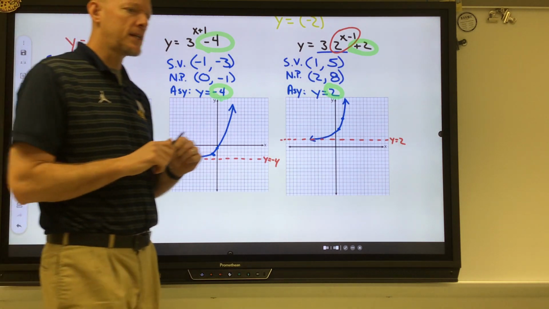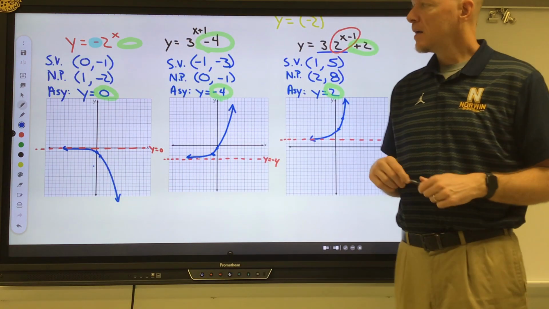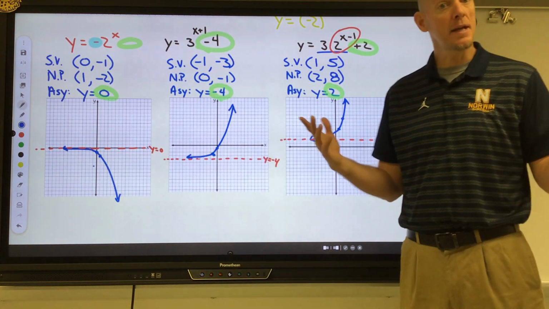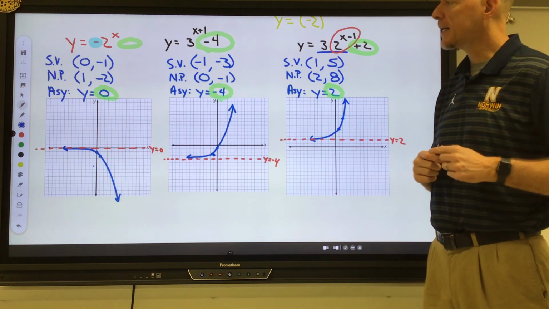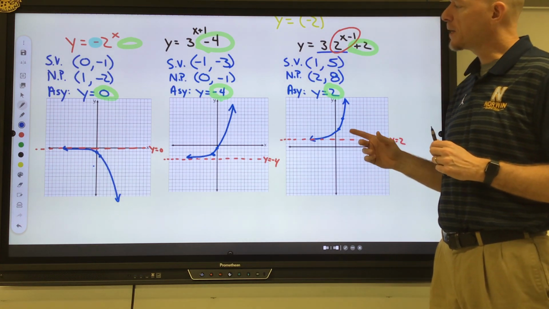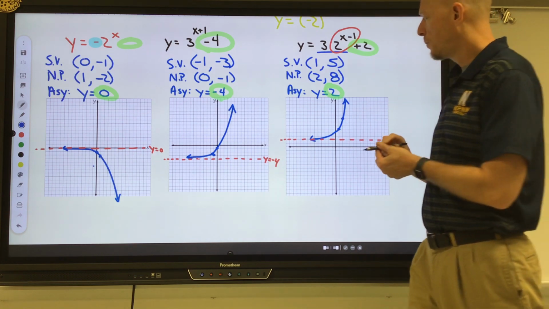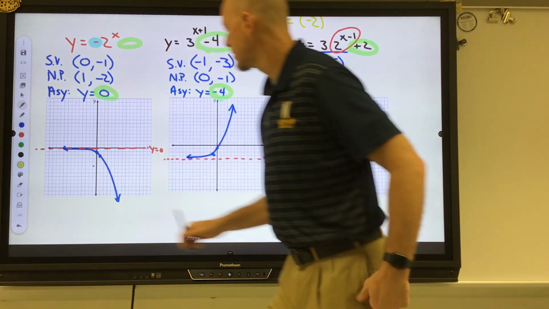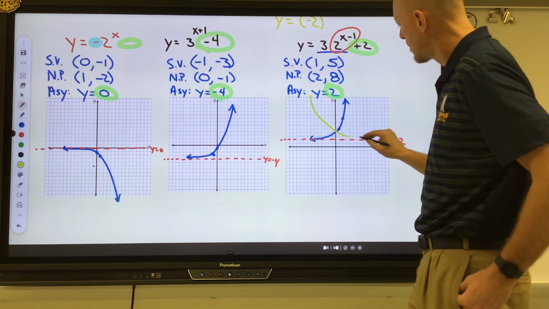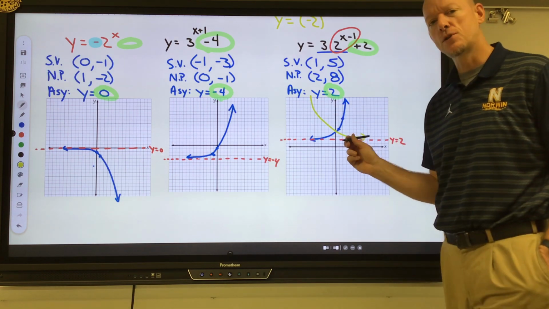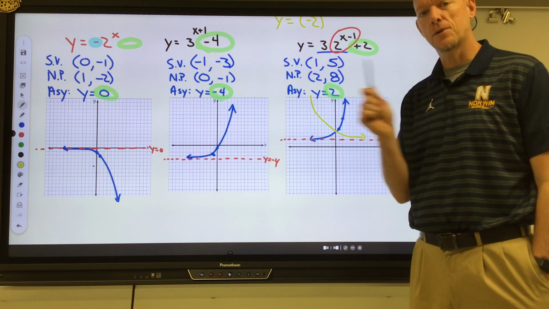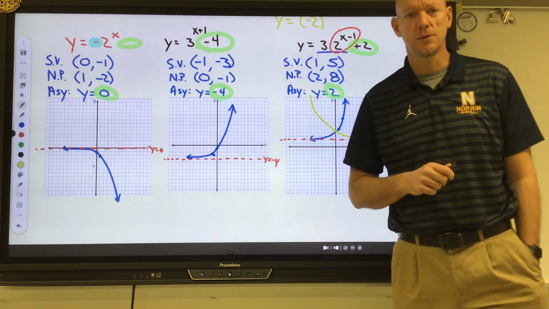But things that we still need to discuss: one, domain and range. And then the other thing is, I wonder if we could ever get a graph so that way we would get a shape that looks like this, so that way we'd be approaching the asymptote as we go to the right. But we'll discuss those in further presentations.